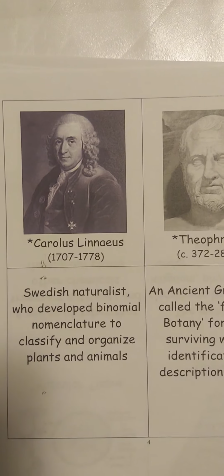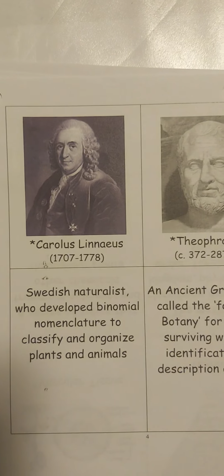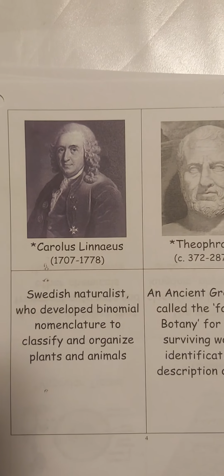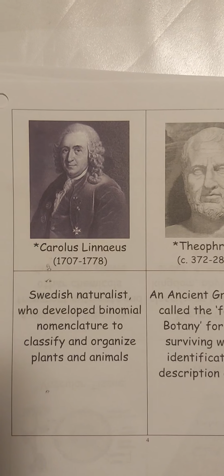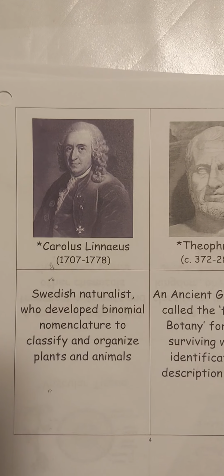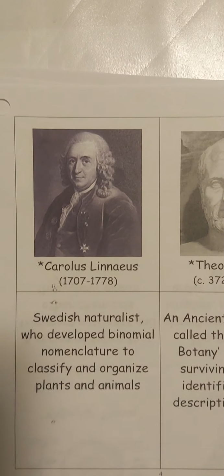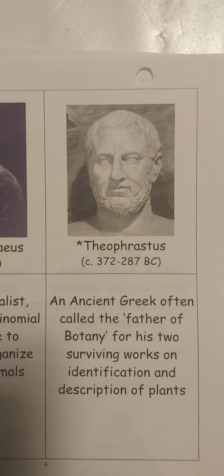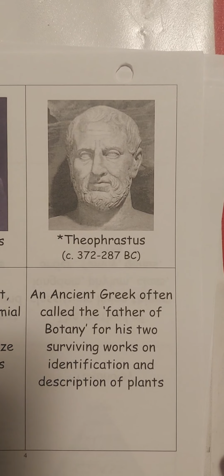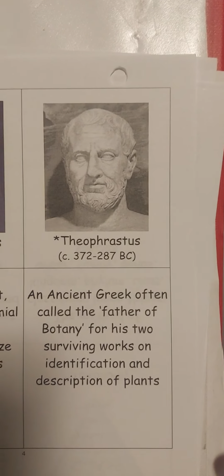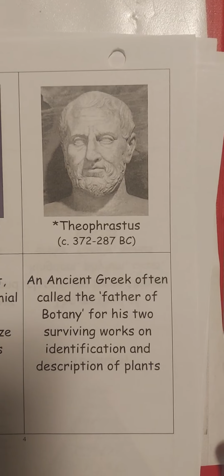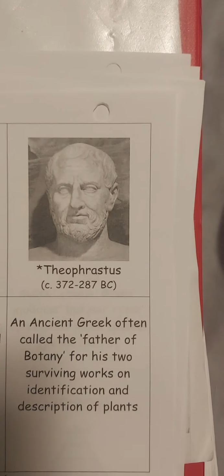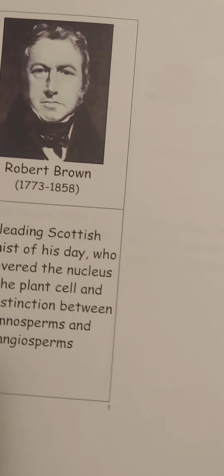Key people. Carl Linnaeus, Swedish naturalist who developed binomial nomenclature to classify and organize plants and animals. Theophrastus, ancient Greek, often called the father of botany for his two surviving works on identification and description of plants.